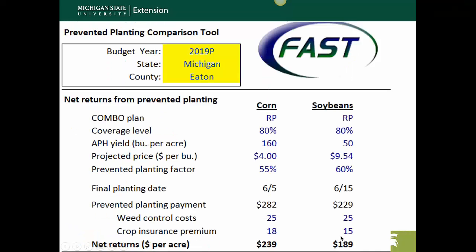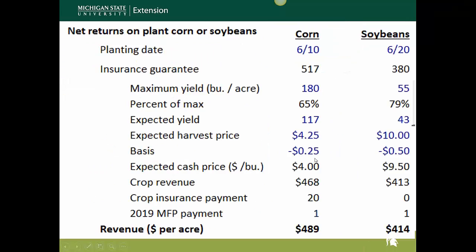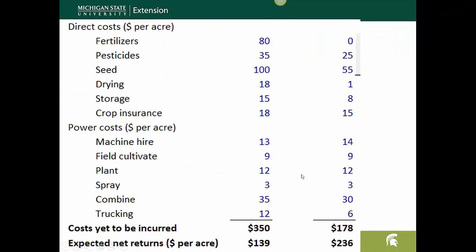And so as you can see, looking at this planting date, it looks like if you're going to plant, the soybeans with these prices and these yields will be better in terms of what the expected returns would be. Almost $100 more from soybeans versus corn with those yield and price assumptions.